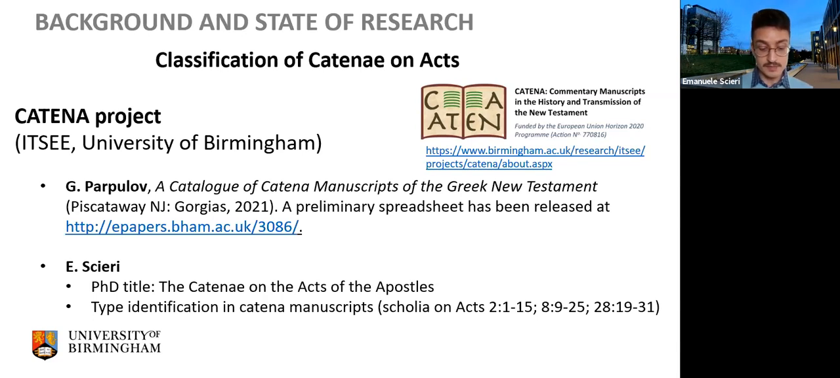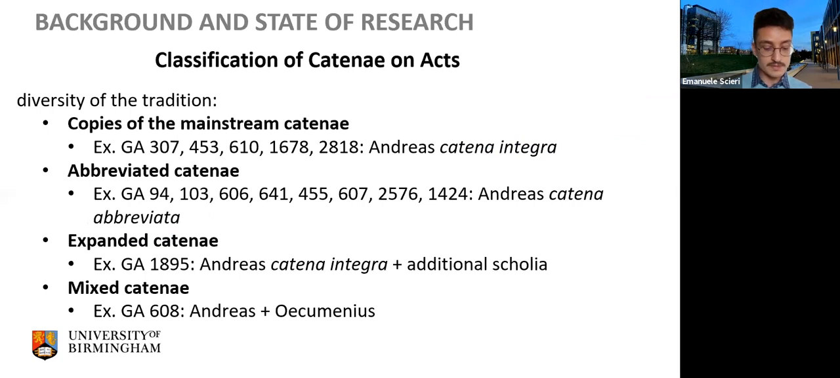As a member of the Catena project, I was responsible for conducting a comparison of exegetical scholia in selected text passages to determine the different types of catena in these exemplars and their mutual relationship. This research led me to conclude that the classification of catenae on Acts in the CPG needs revising so as to include subdivisions within the individual types. One result of the survey is to reveal the diversity of the tradition.